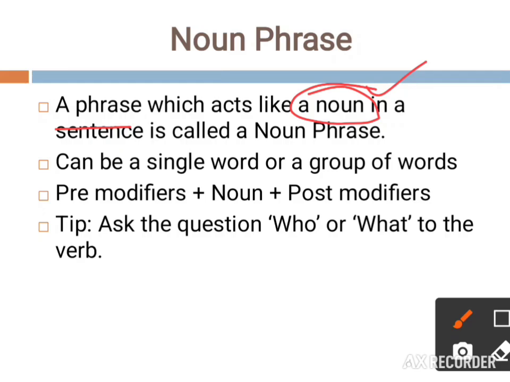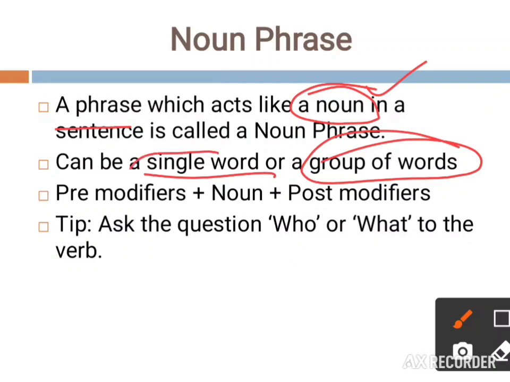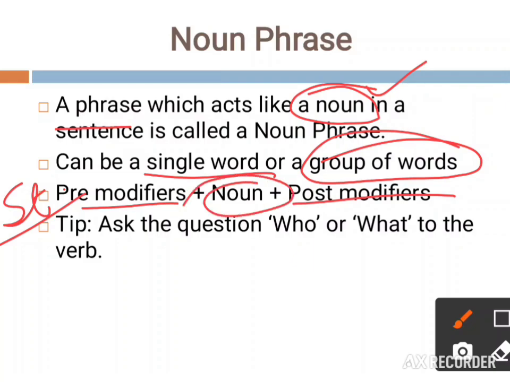Now this noun phrase can be a single word also, or it can be a group of words as well. There can be many words included in the noun phrase, or it can be even a single word, that is the main noun, the main name of a place, animal, or a thing. Now what is the structure of a noun phrase? This point is for the structure of a noun phrase. First we have pre-modifiers, then we have a noun, and after noun we have post-modifiers. So noun should be there at any cost.